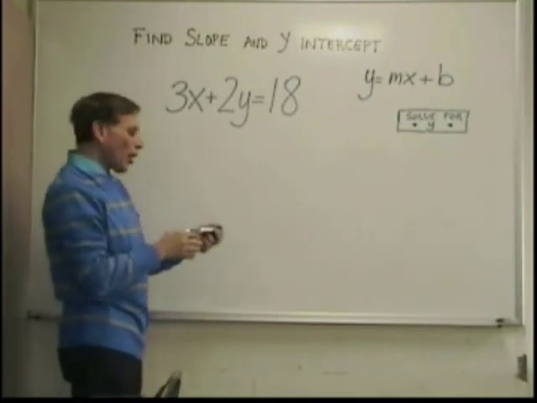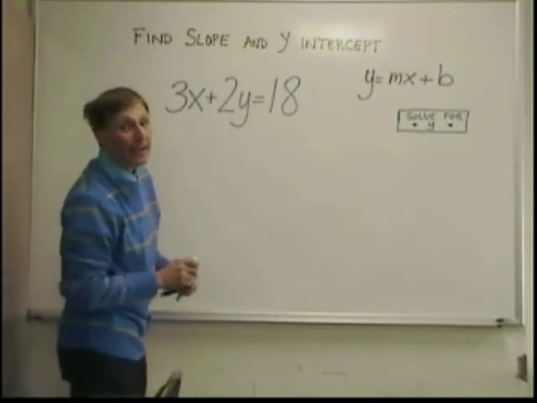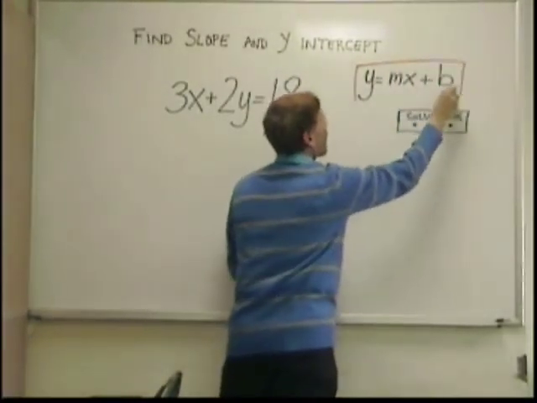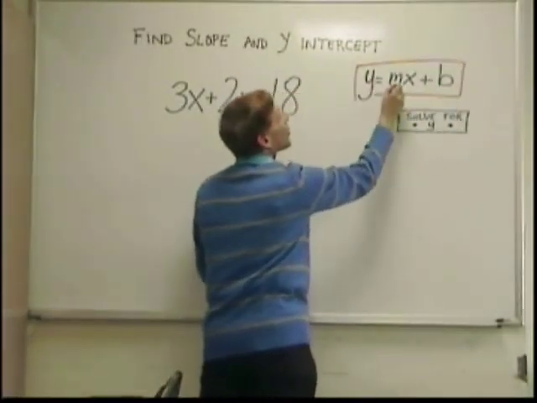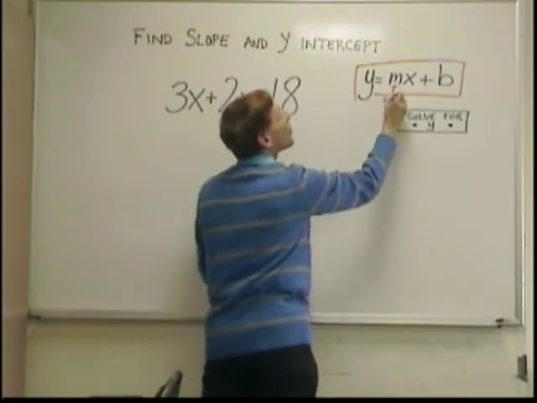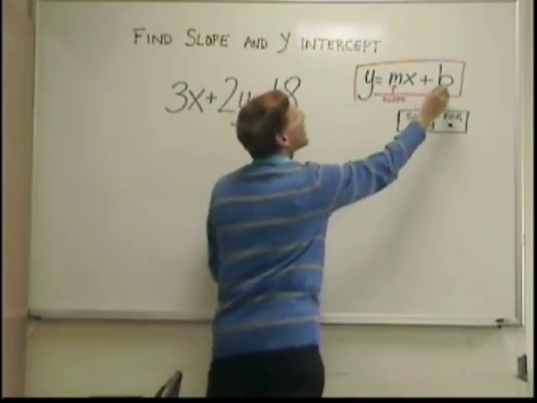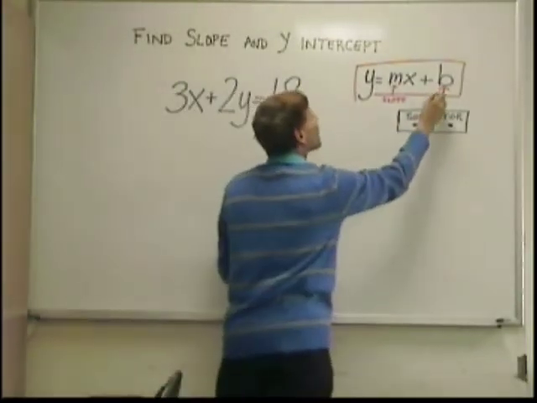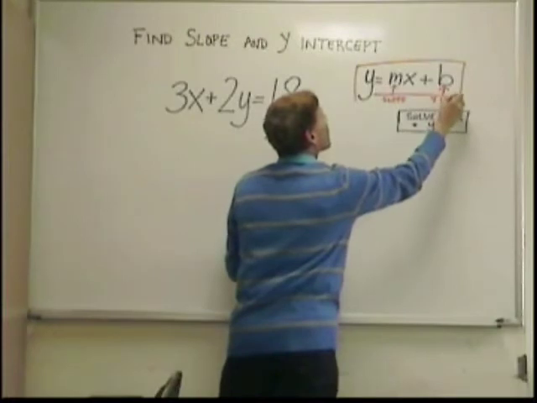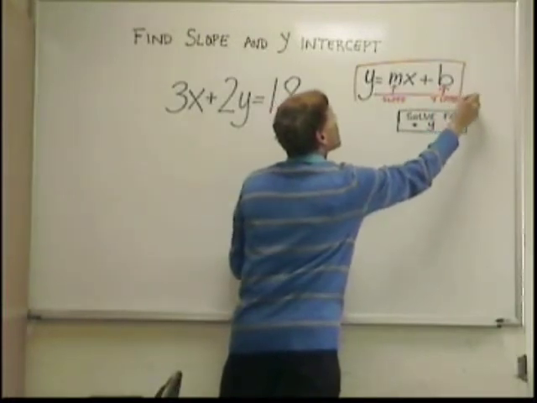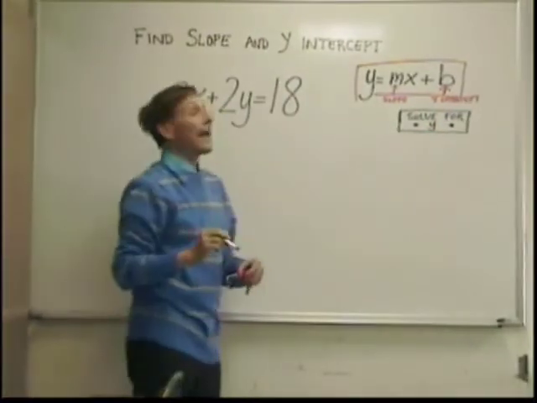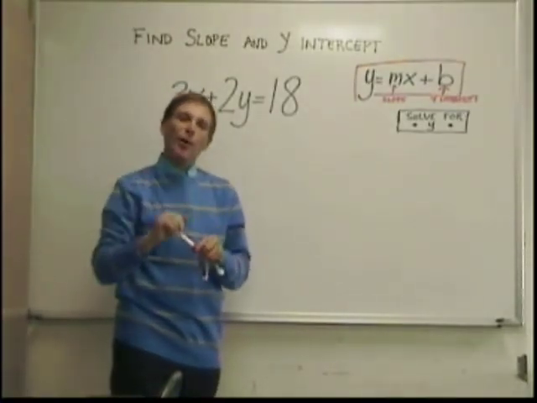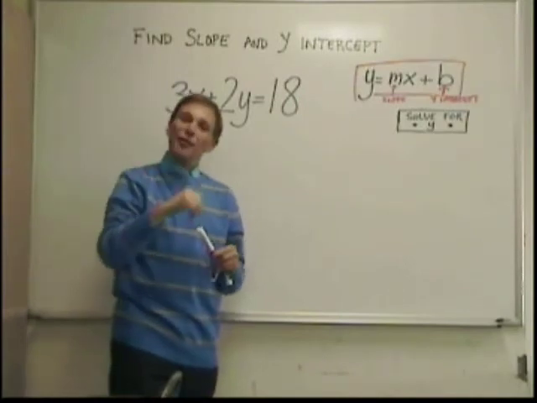The first thing you want to do is to put this equation in the y equals mx plus b format, where the number next to the x will be your slope, and the b, the plus or minus at the end, will be your y-intercept. So really, you're going to solve for y as you would a literal equation. You may want to brush up on literal equations to do this.